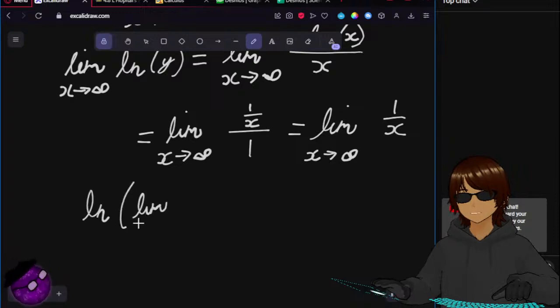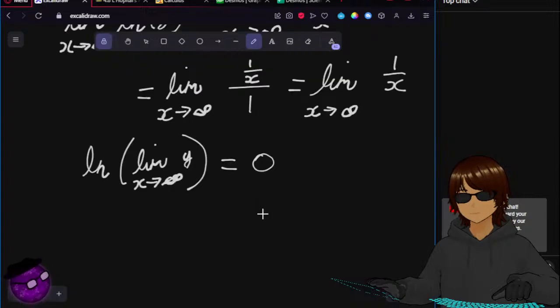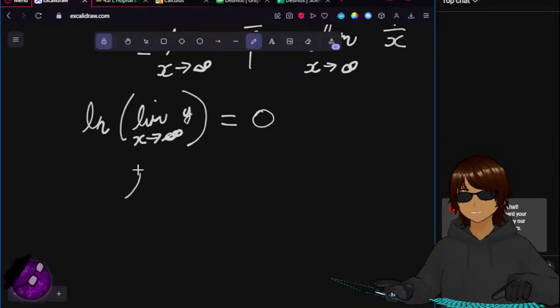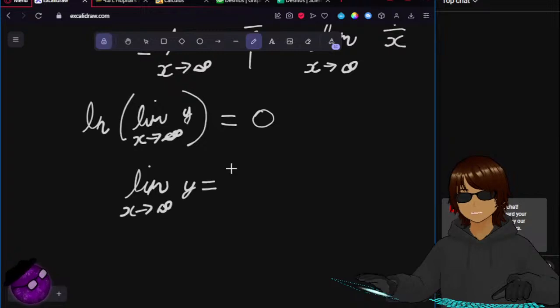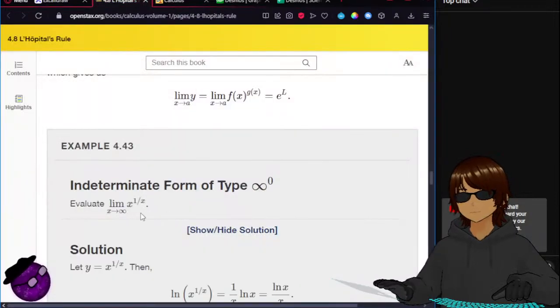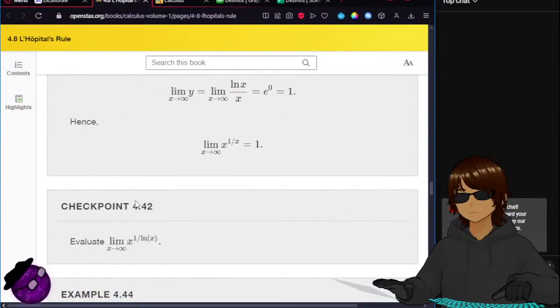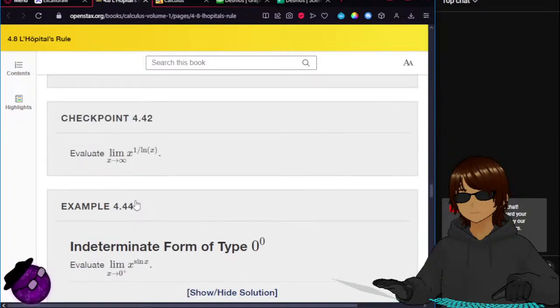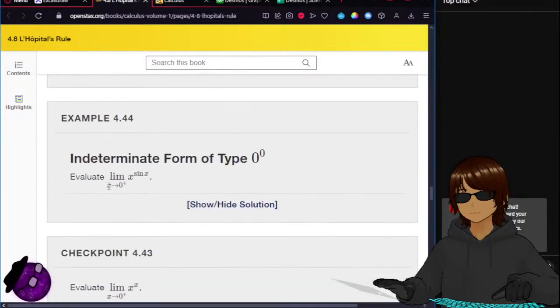So then we switch the limit and ln. The limit as x approaches infinity of ln y is 0. So that means y approaches e to the power of 0, which is 1.